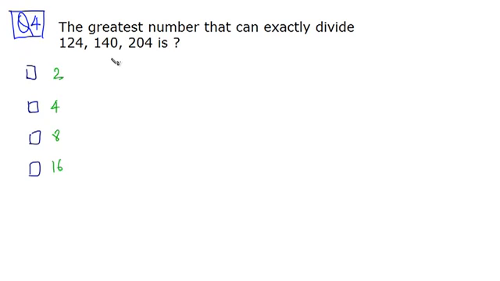So basically what we'll do, we'll first find out the HCF of these two numbers, and then we'll find out the HCF of the result of this operation with 124. So let's actually do this by division method. So we are going to divide 204 by 140. So 140 is the divisor which is going to divide 204. So 140 times 1 is 140. The remainder is going to be 64.